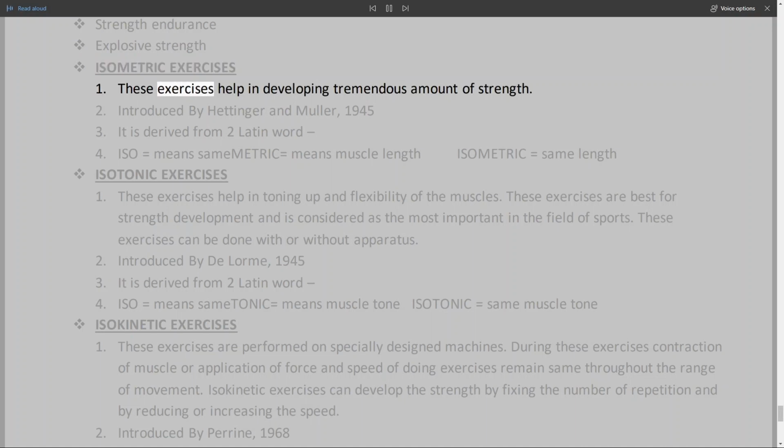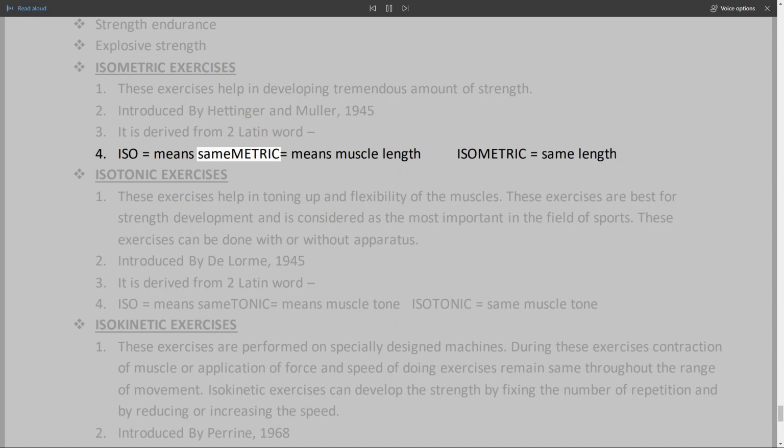Isometric exercises. 1. These exercises help in developing a tremendous amount of strength. 2. Introduced by Hettinger and Müller, 1953. 3. It is derived from two Latin words: iso equals same, metric equals muscle length. Isometric equals same length.